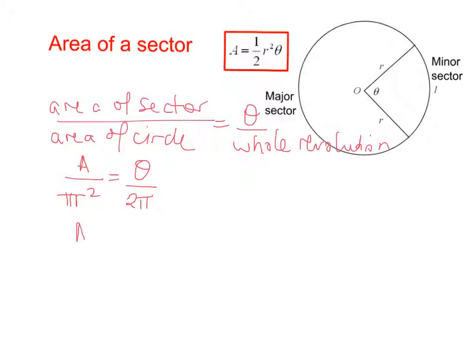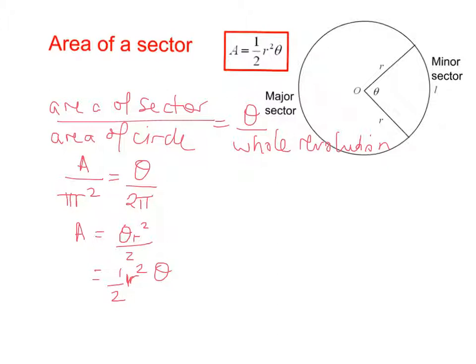So then if we multiply both sides by pi r squared, the pi's will cancel, and we're left with pi r squared on 2, or another way of writing that is half r squared theta, where theta is in radians.